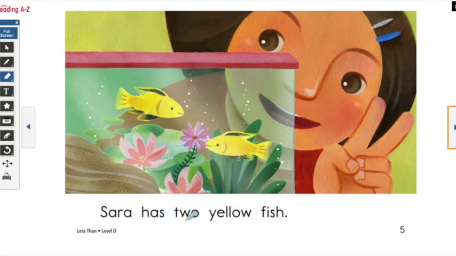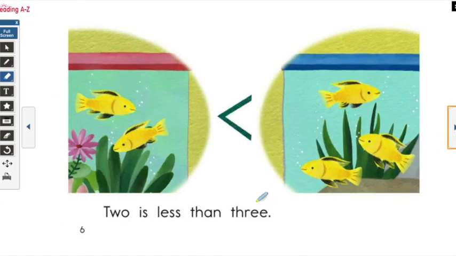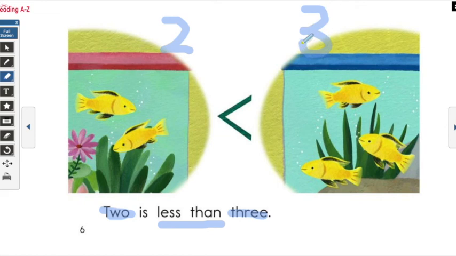Sarah has 2 yellow fish. 2 yellow fish. 1, 2. 2 yellow fish. 2 is less than 3. 1, 2 is less than 1, 2, 3. 2 fish is a smaller number than 3 fish.